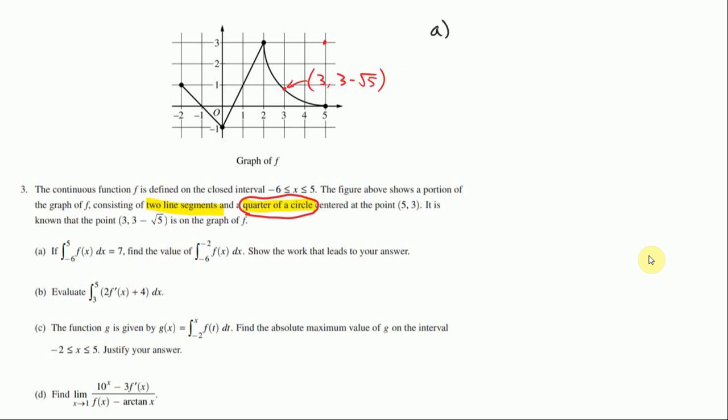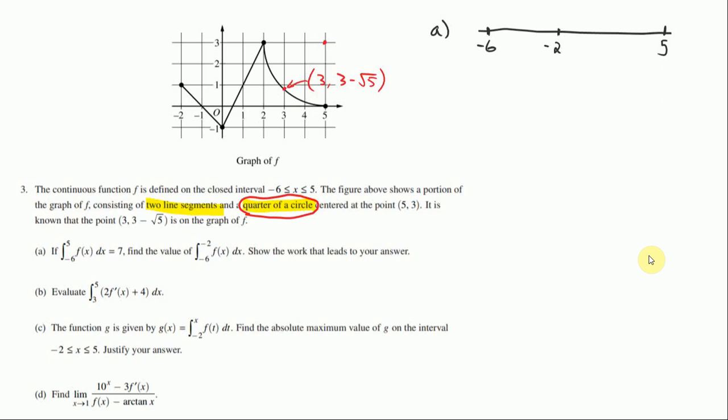Part A. If the integral from -6 to 5 of f(x) dx is equal to 7, find the value of the integral from -6 to -2 of f(x) dx. Show the work that leads to your answer. All right, so let's draw a line over here. This is going to be -6. This will be 5. And this we'll say is -2.